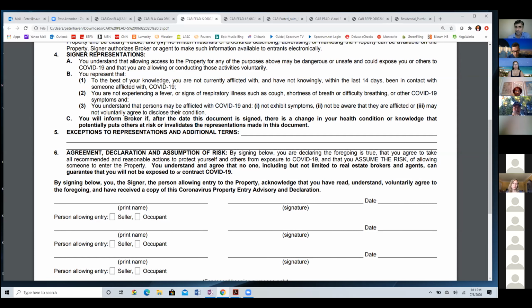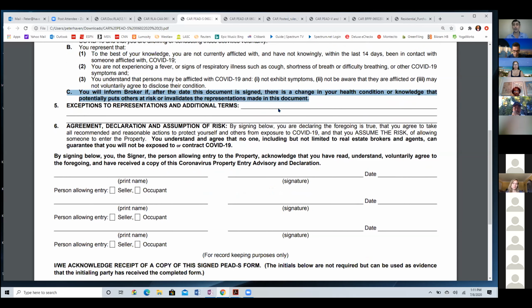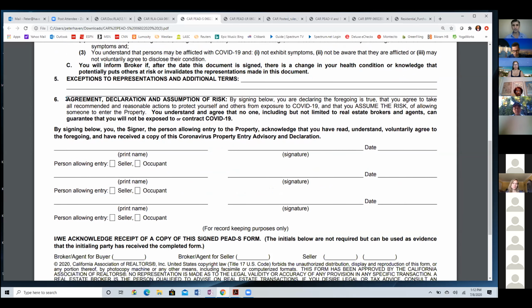It says that you're going to tell us if there's any change in this after we execute this form. If there are any exceptions, you'll tell us now. Obviously, most people are just going to leave that blank. And then by signing, they're agreeing, declaring, and assuming risk. Now, I believe that all these things exist as a matter of law and are publicly known regardless. But we have this form so that it's all clearly stated, and we minimize the degree to which someone comes back later and says, oh, I honestly didn't know that. They never told me.